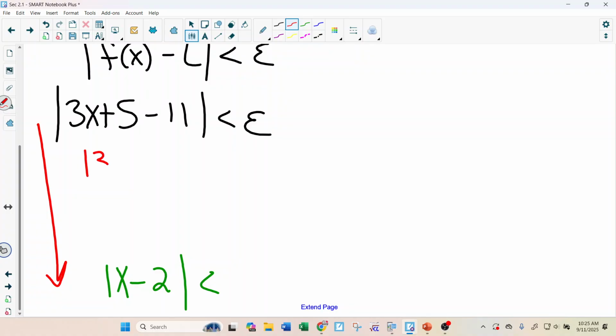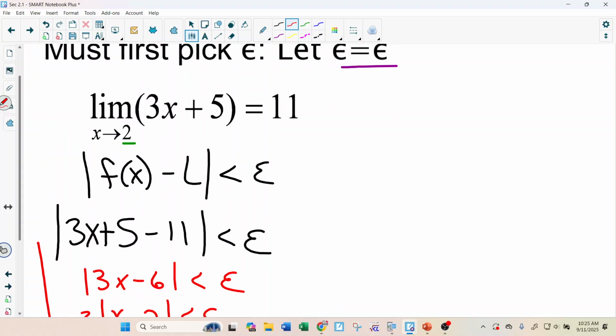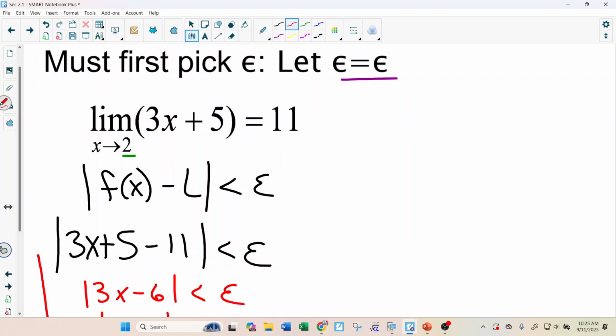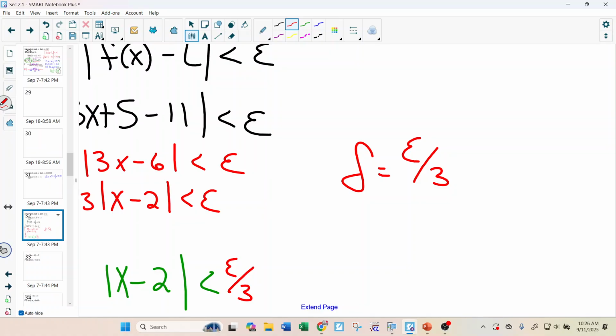And it's always going to kind of work out this way. We get |3x - 6|. We have a 3 in there, so we can factor the 3 out to get to |x - 2|, and then we can divide by 3. So we get to epsilon over 3. So for any epsilon, let our delta be epsilon over 3. So let's go back to our definition here real quick.